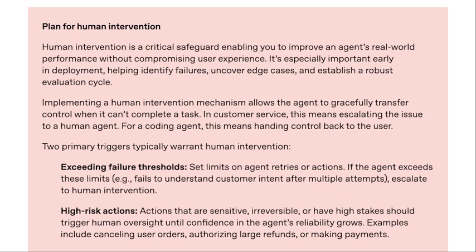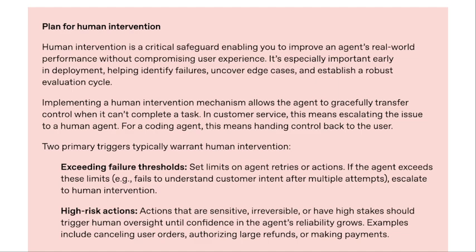So, human intervention is a critical safeguard enabling you to improve an agent's real world performance without compromising user experience. It is especially important early in deployment, helping identify failures, uncover edge cases, and establish a robust evaluation cycle. Implementing a human intervention mechanism allows the agent to gracefully transfer control when it cannot complete a task. In customer service, this means escalating the issue to a human agent. For a coding agent, this means handing control back to the user.